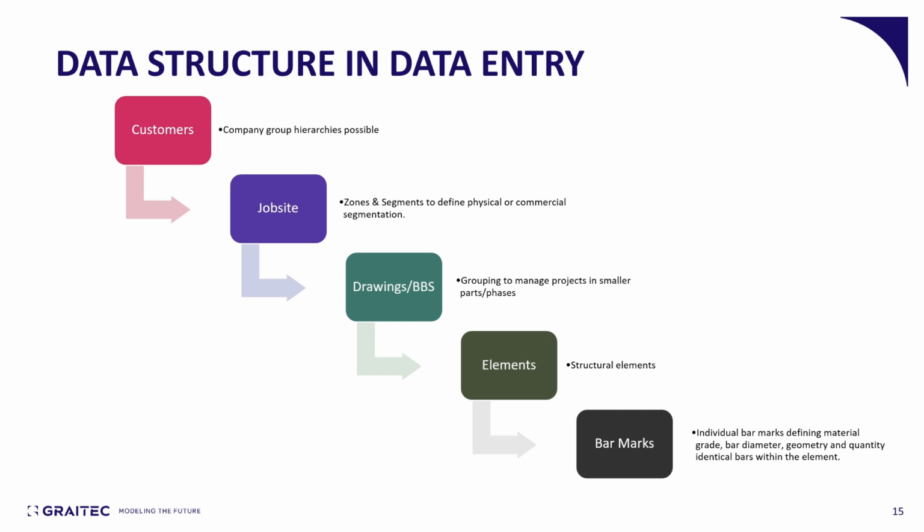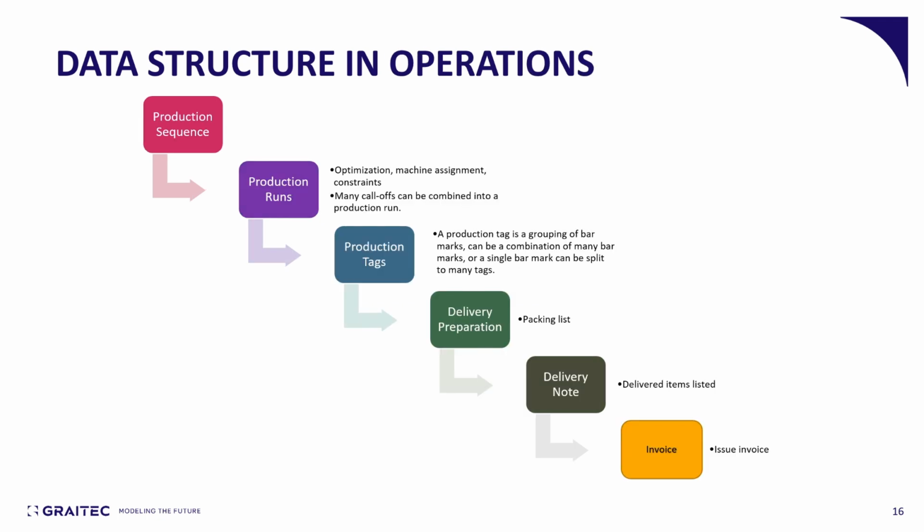So you have the BBS, you have the elements, which are the structural elements, and then you have the bar marks, which are the individual bar marks: materials, grades, bar diameter, geometry, quantity, identical bars within the element. Once you have all of this input in the first stage of the structural data entry, you wish to go into production. In terms of the data structure of operation, you have the production sequence. Once you have the bar marks and the elements, you can send that in as a production sequence.